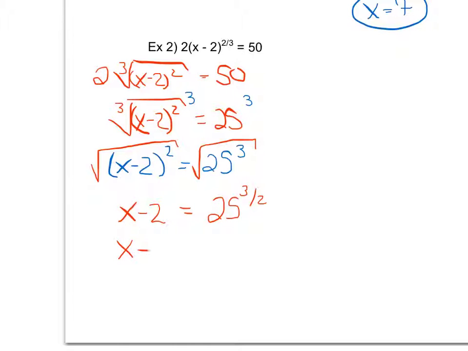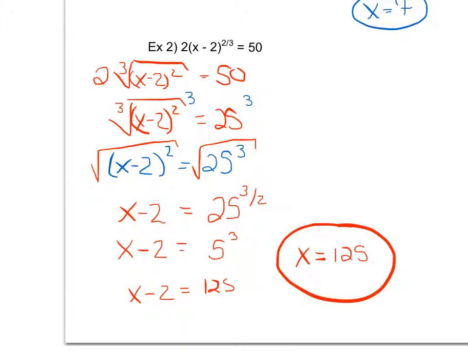So I'm going to say this is x minus 2 equals taking the square root of 25, leaving the cube, 5 cubed. Well, I know 5 cubed is 125. Even if I didn't know that, that is much easier to figure out than 25 cubed. I can add 2 to both sides, and I get x equals 127.